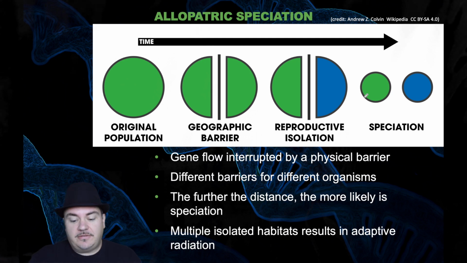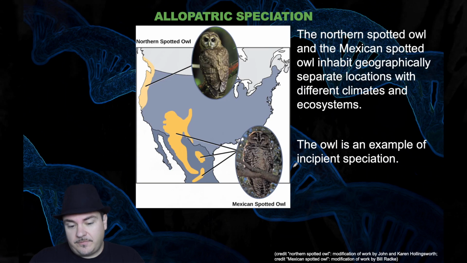Now, the greater the distance between these organisms due to the geographic barrier, the more likely speciation is to occur, because it makes it less likely for the organisms to be able to mate with each other. Multiple isolated habitats result in adaptive radiation, which I'll describe in a minute. So first, allopatric speciation. Here's an example: the northern spotted owl and the Mexican spotted owl. They inhabit different geographic regions.